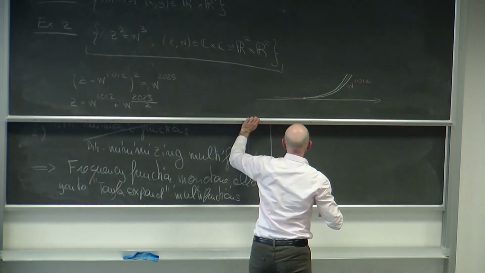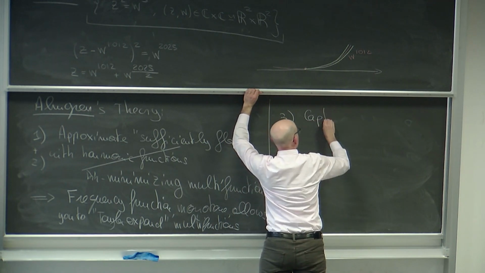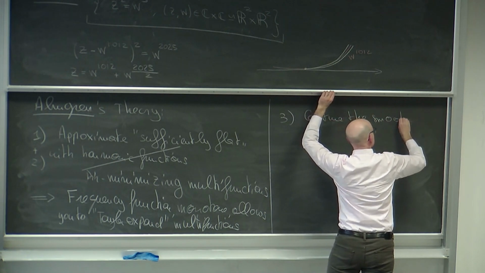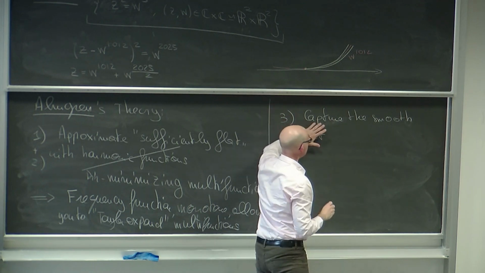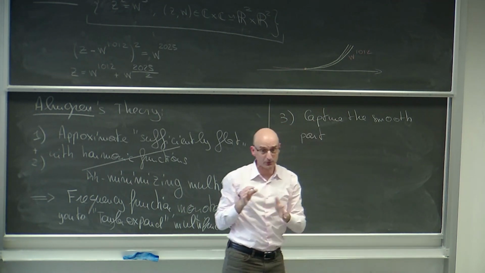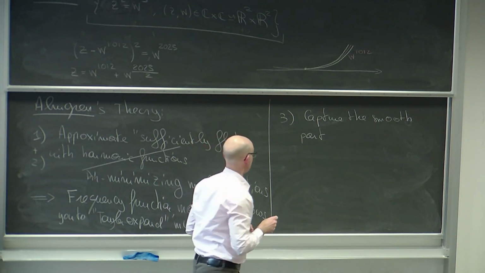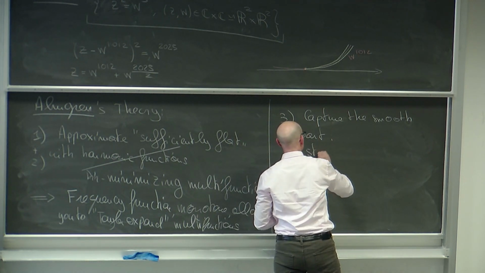So there's something else which I need to do, and I need to capture sort of the smooth part. And the reason why I'm able to capture it is because it is, very approximately, an average of the sheets. So this is what is called constructing a center manifold in Almgren's theory.